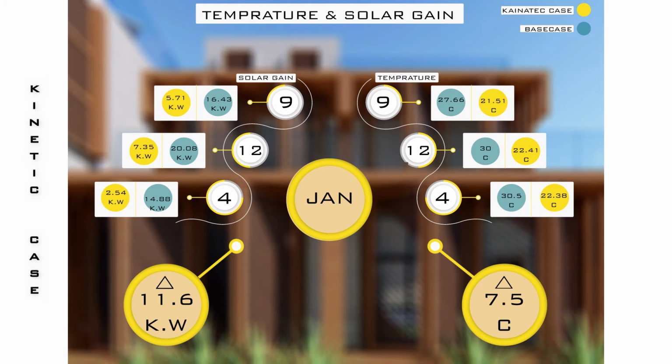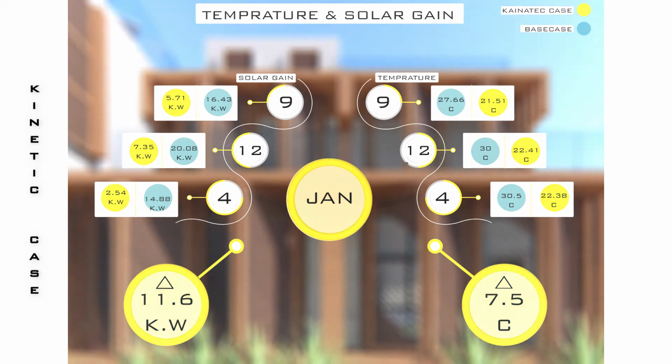Kinetic case compared with the base case in terms of temperature and solar gain. The kinetic case in January shows an average reduction of 7.5 degrees Celsius, and the temperature achieved in all January scenarios was within the comfort range, so no air conditioning is required.